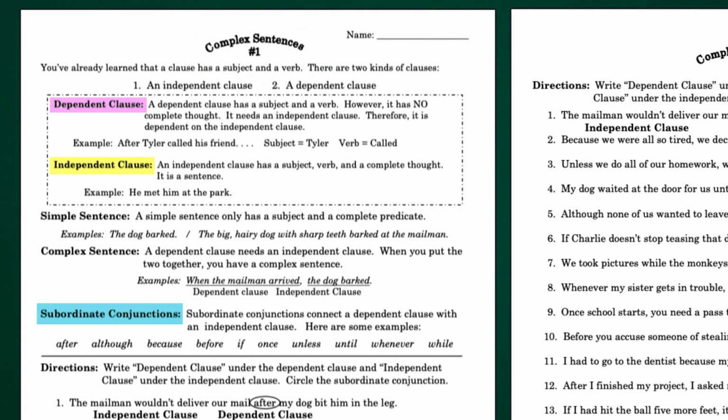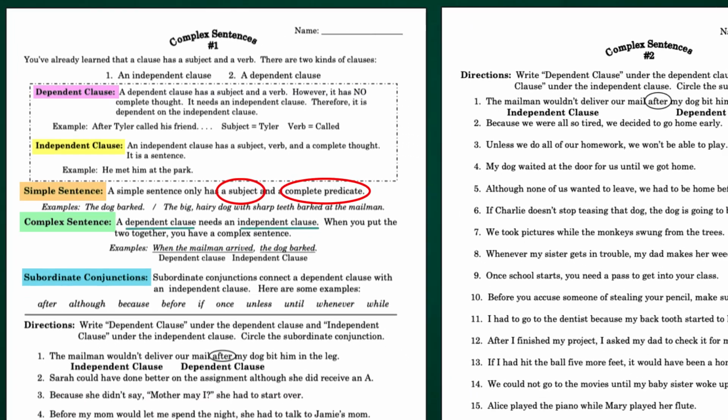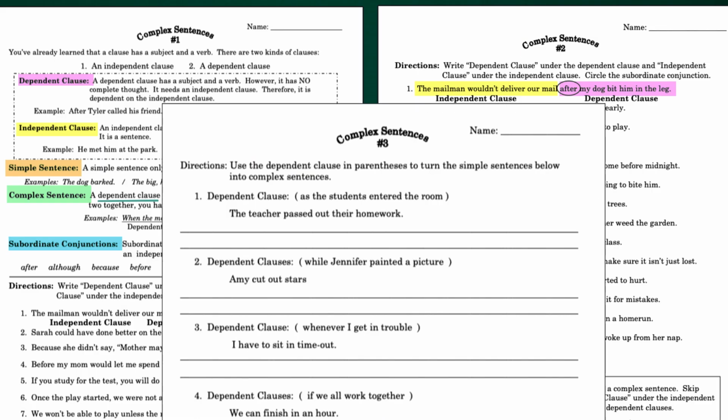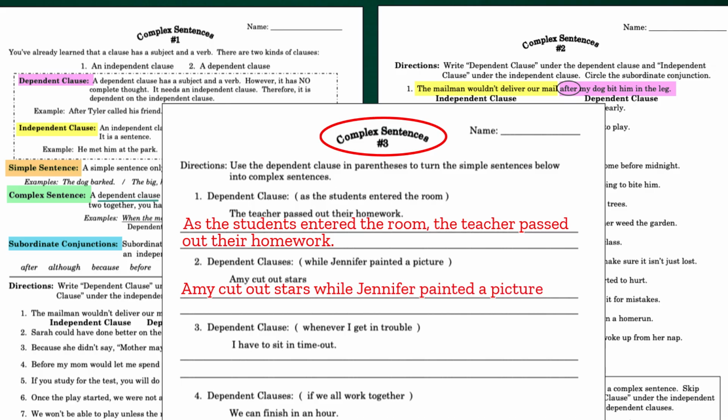So the students earlier in standards-based grammar learned the parts of a simple sentence. So now they're going to build on simple sentences and learn about complex sentences. So here on worksheet number 2, the students are going to practice finding subordinate conjunctions, independent clauses, and dependent clauses. And then here on the third worksheet, the students are going to learn to put all the pieces together and even learn when to use a comma in complex sentences and when not to use a comma in complex sentences.